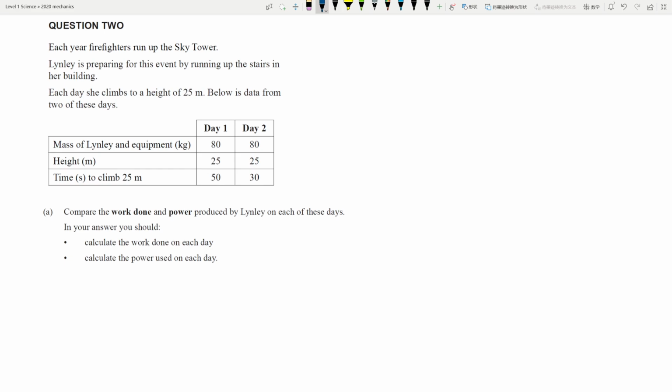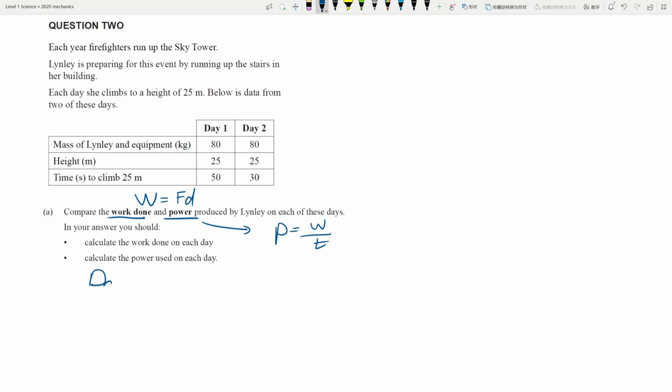Each day she climbs a height of 25 meters, on day 1 and day 2. Compare the work done. Okay, so work, if you look at the equation at the top, work equals force times distance, and power equals work divided by time. These equations are all given to you, but you need to know what they stand for. In your answer, you should calculate the work done on each day.